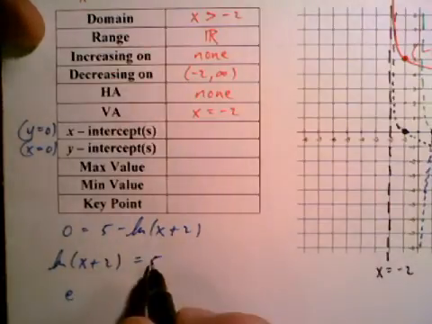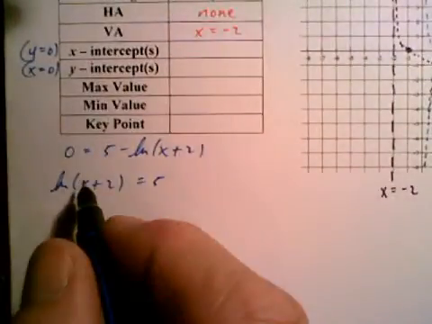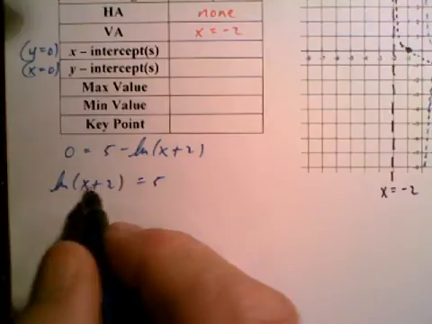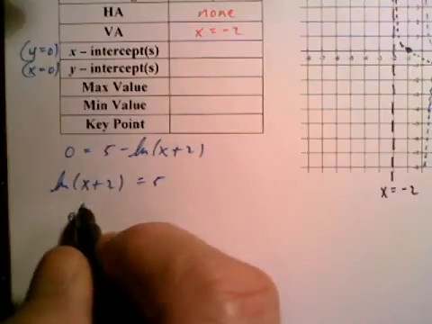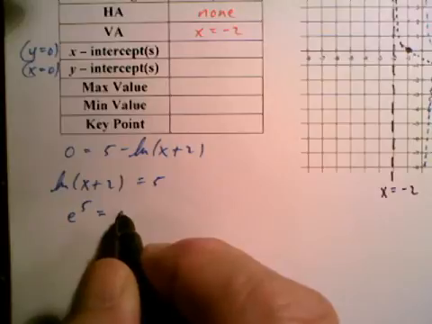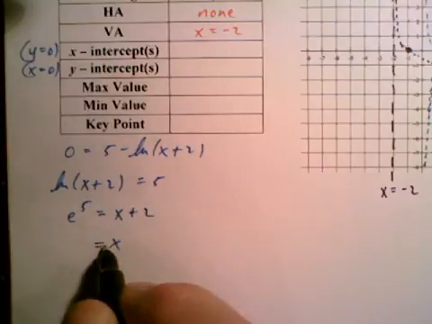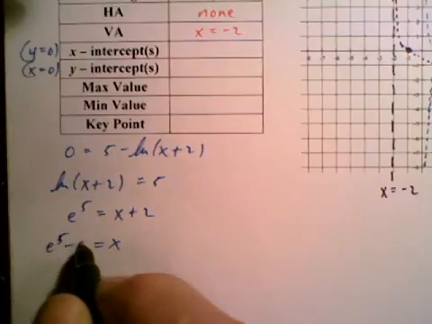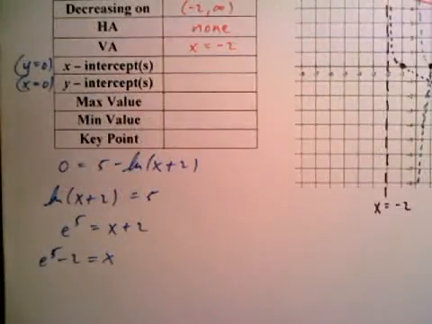We then have a log statement. We want to free up that x, right? We want to make sure that we have access to that variable right there. It's in the argument. So to unlock that, we convert to exponentials, and we get e to the 5th power is equal to x plus 2, and therefore x equals e to the 5th minus 2. We don't even need to know what that is. We just write e to the 5th minus 2.